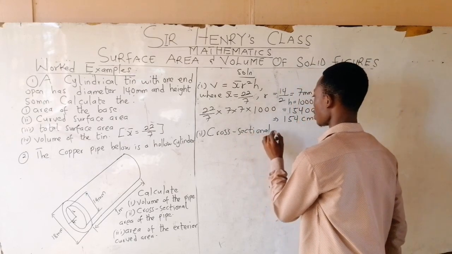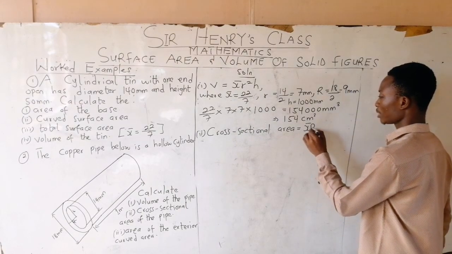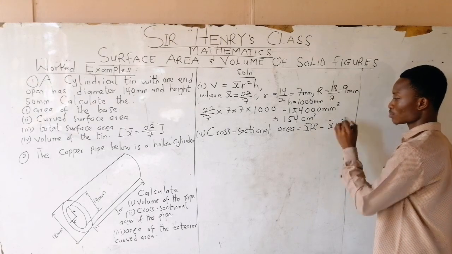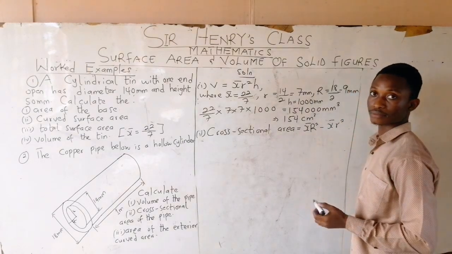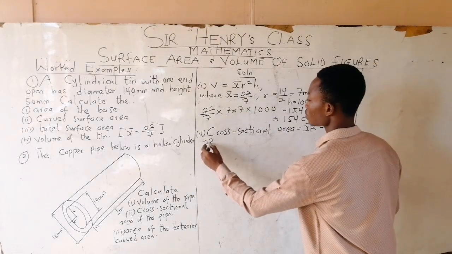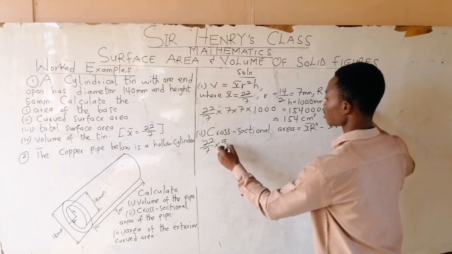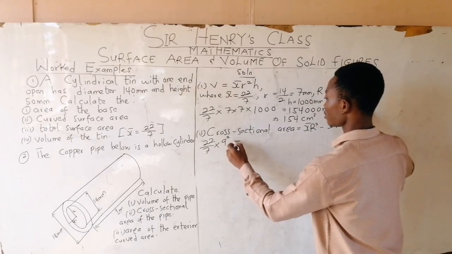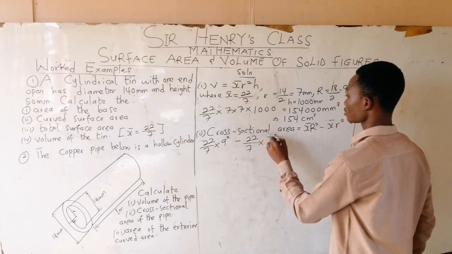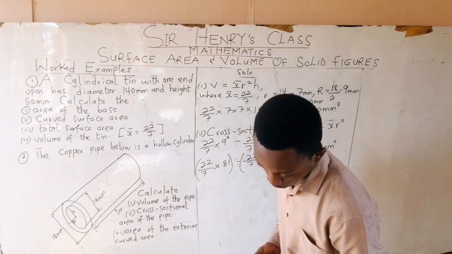Cross-sectional area. How do you find the cross-sectional area of the pipe? It is area of the big circle minus area of the smaller circle. Right. And that's okay, so let's go. So 22 over 7, the big radius R is 9, so 9 squared, minus 22 over 7 times small r, 7 squared. Solving everything, that's what it's going to give you. Okay, now let's continue.